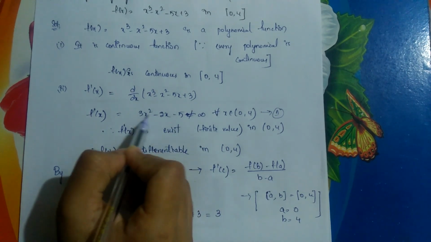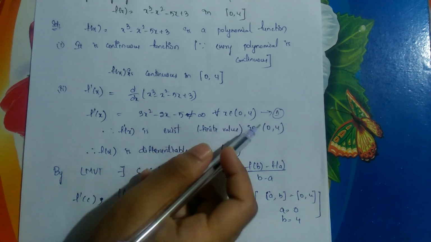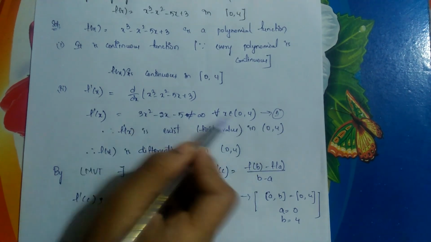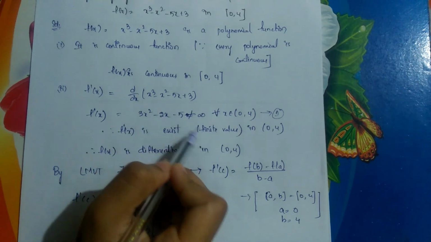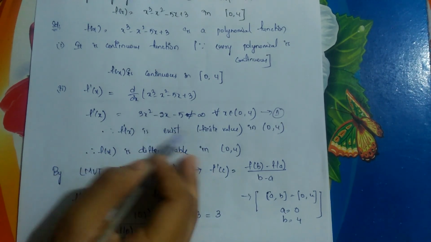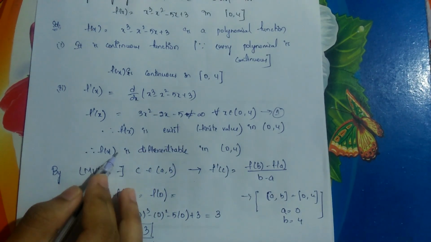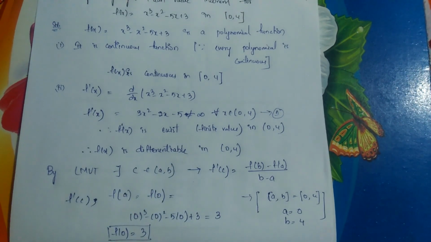So whatever values you substitute in between 0 to 4, as 0 or 1 or 2 or 3, whatever values you substitute here, you will not get any infinite value. So we get a finite value. Therefore f dash of x exists, hence we get a finite value in the open interval 0 to 4. Therefore f of x is differentiable in the open interval 0 to 4.